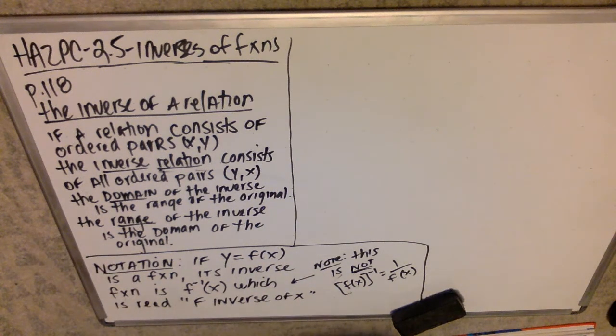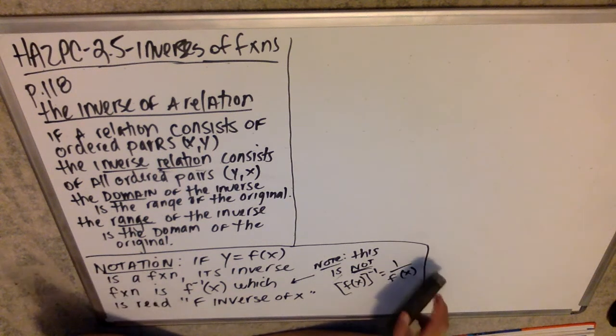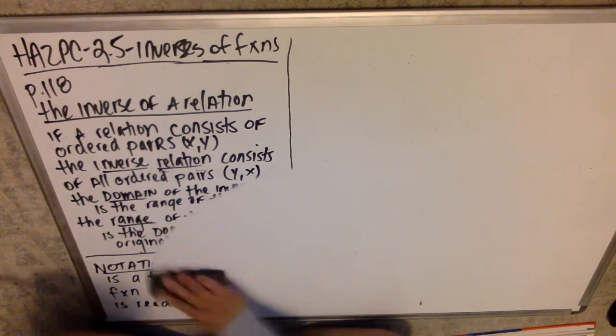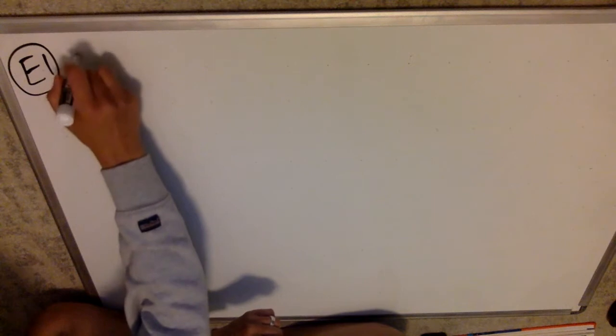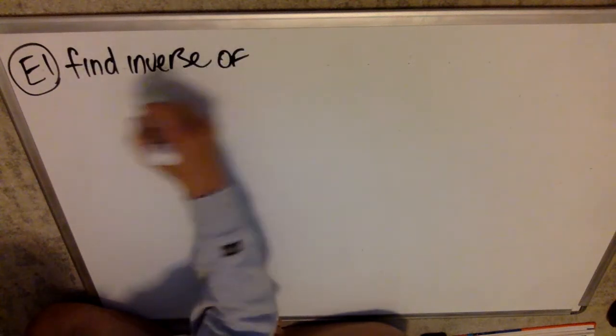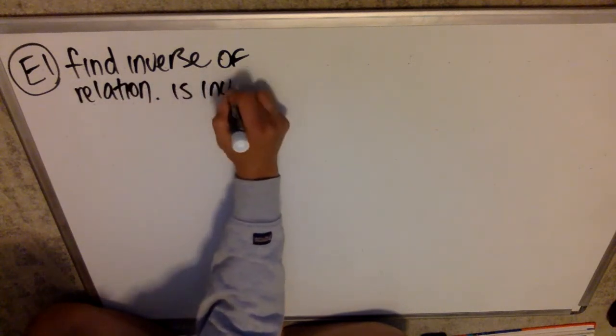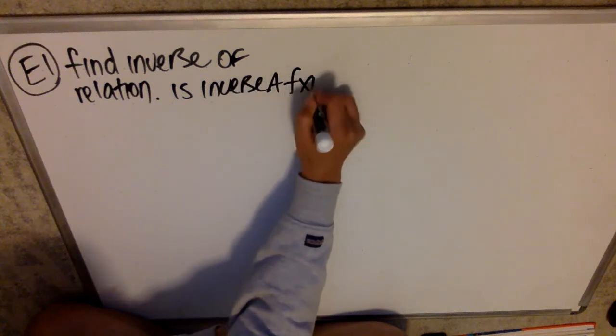So we're going to walk through some examples and figure out how we can find some inverses. One of the things worth noting is that we're going to talk about whether an inverse is a function or not a function, because not every inverse is a function, just like not every relation in the first place is a function. So let's walk through some examples. In example 1, we're going to find the inverse of the relation. Is the inverse a function?